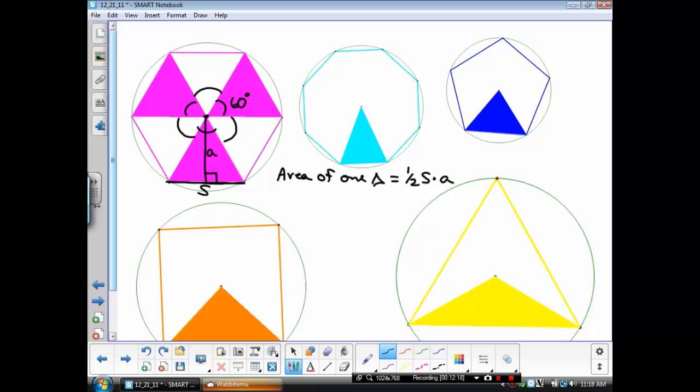So we then take, for the area of the polygon with n sides, n times the area of your triangle. So we have the area of one triangle, and there are n sides, so there's going to be n triangles. So we have n times the 1/2 S A. N times the area of one triangle.